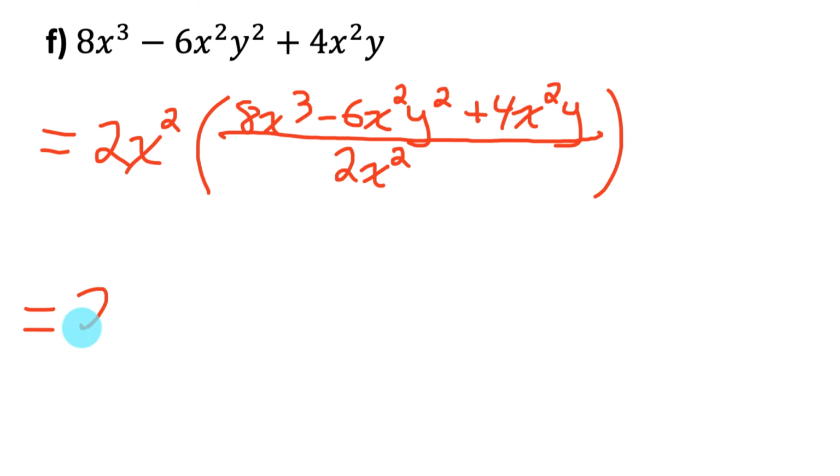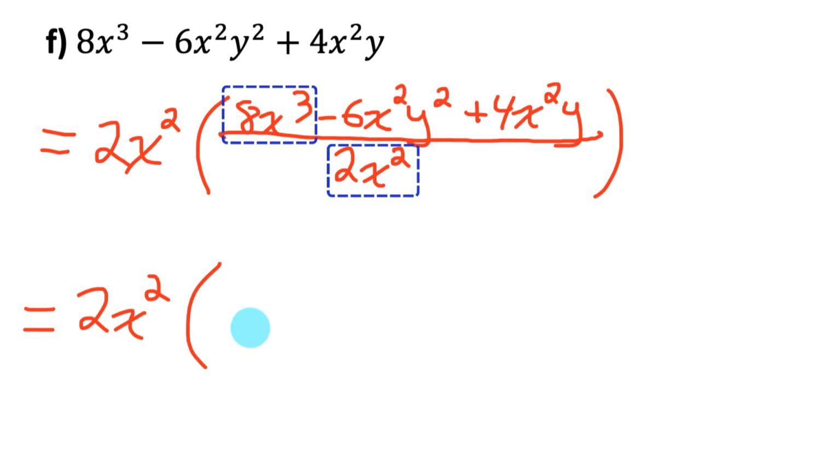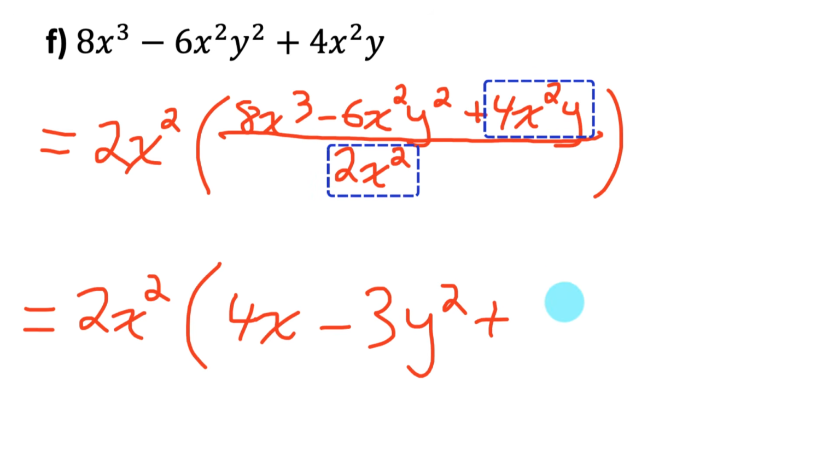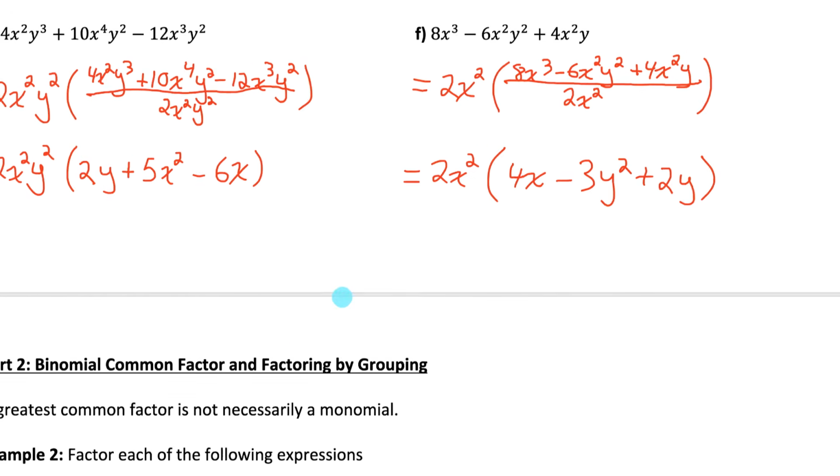Let's now simplify this. Leave my first factor. And then in the brackets, let's do all our divisions. 8x cubed over 2x squared will give me 4x. Minus the second term, 6 over 2 is 3. The x's cancel out, right? X squared over x squared is x to the 0, which is 1. I don't have to write a factor of 1. And there's still a y squared, so I'll leave that y squared. Plus 4 over 2 is 2. The x squareds cancel, and that factor of y remains. There we go, there's part F done.